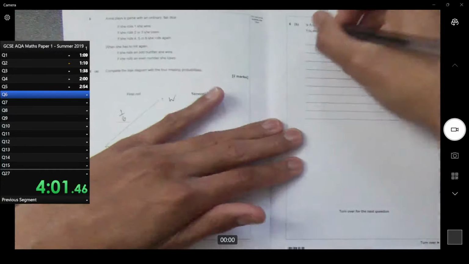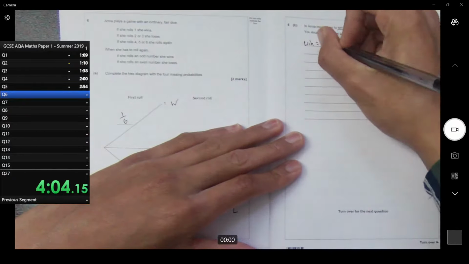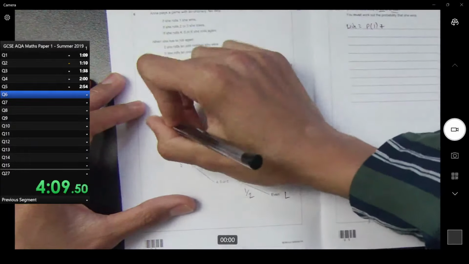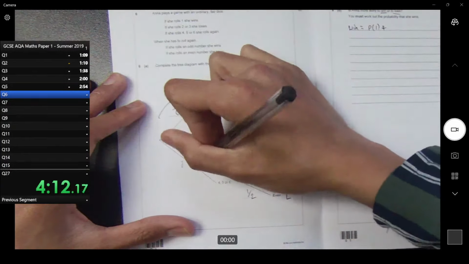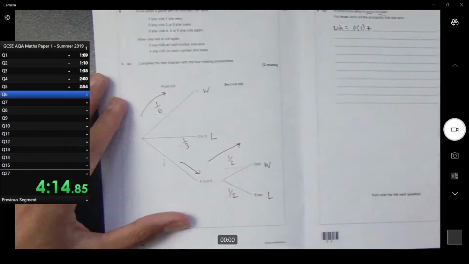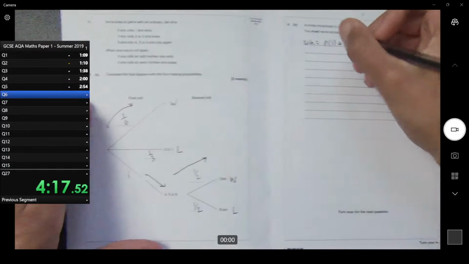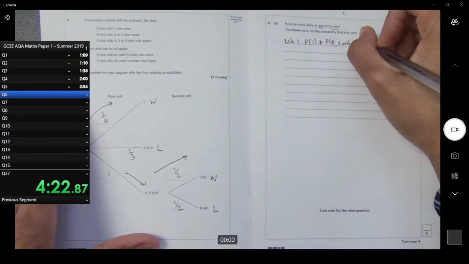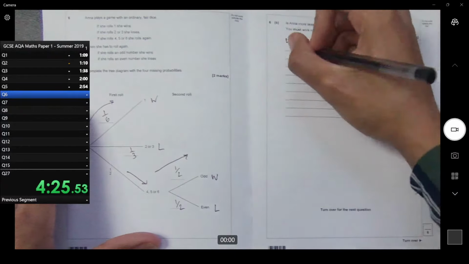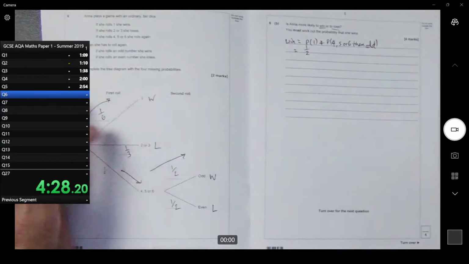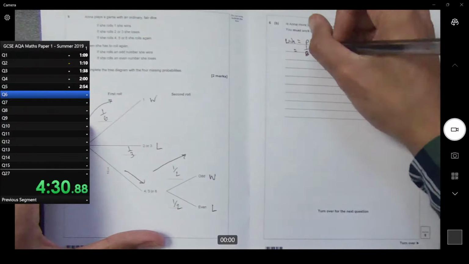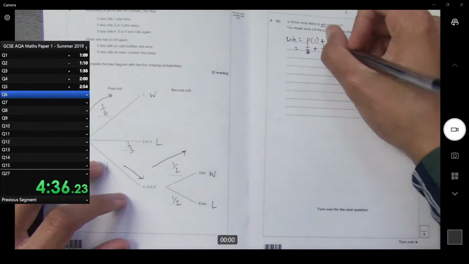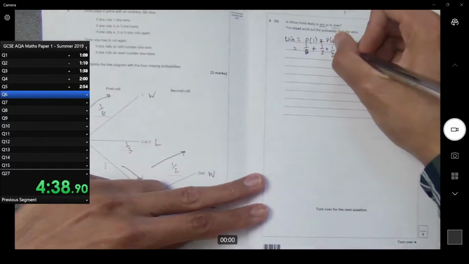So the win, the probability of just getting a 1, plus you could also have this going this way to win. So that's just a half, a sixth actually, plus a half times a half, because if you have two events, you multiply them.